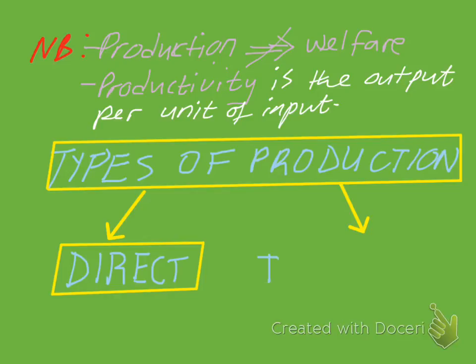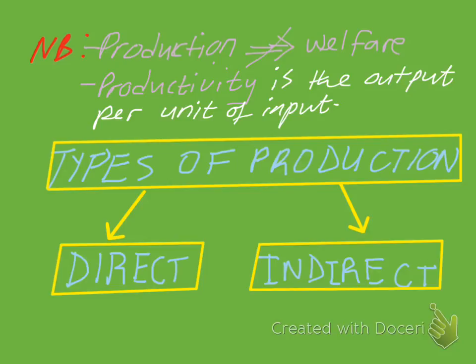The next, indirect production. Indirect production is when goods are produced to satisfy other people and the money from sales is used to purchase your own wants. Like a farmer can produce coffee which he sells and uses the money to buy tomatoes for himself. Okay, we'll move now to the structure or stages of production.